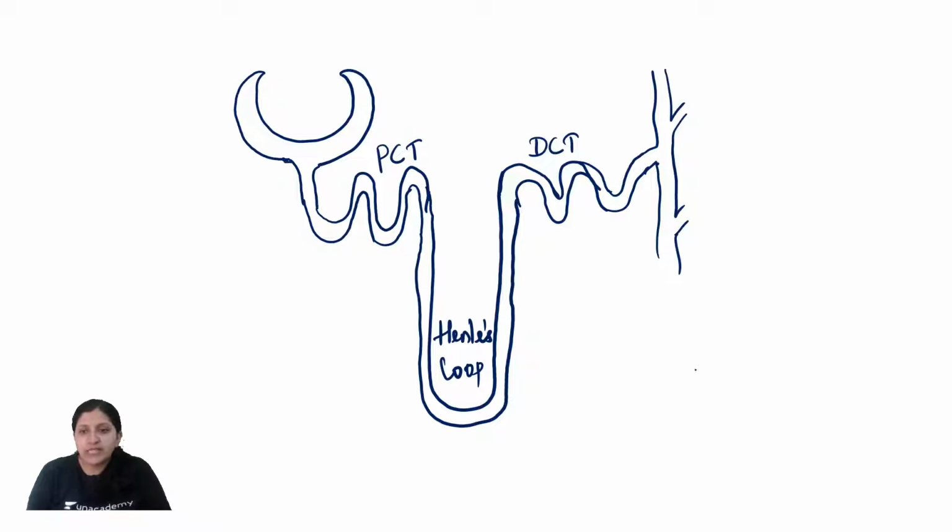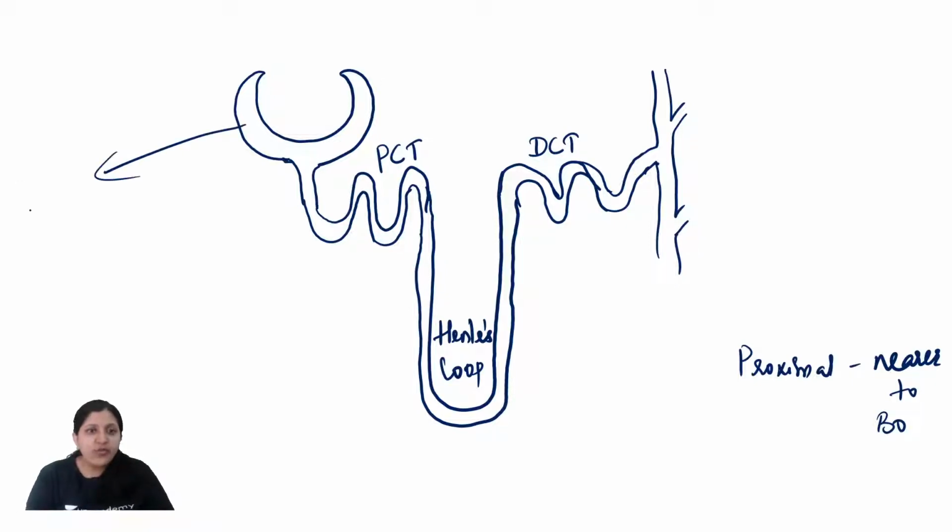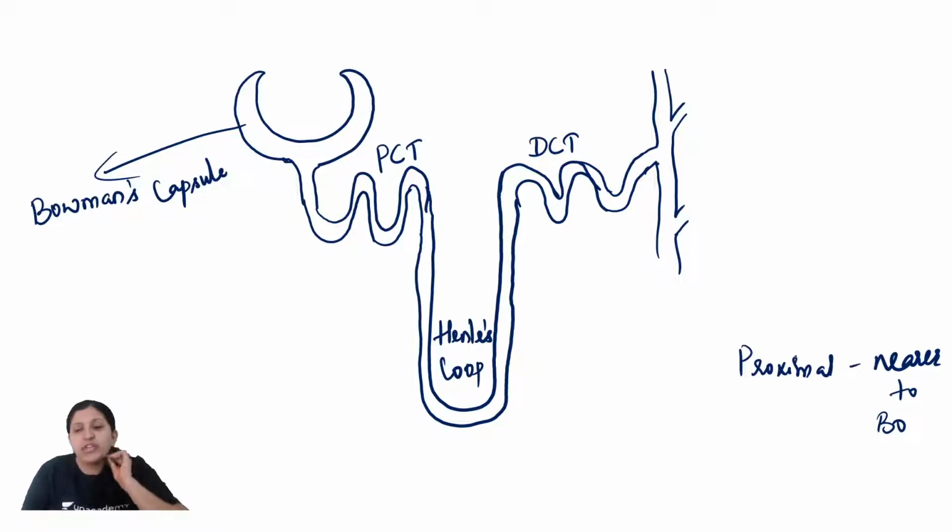When we mention proximal, I'll just write here. Proximal is for nearer. So nearer to what? Nearer to Bowman's capsule. This one I'll just label. What you find here is Bowman's capsule. As you can see, these tubules are nearer to the Bowman's capsule, so that is why we mention it as proximal. So proximal is nearer to Bowman's capsule.